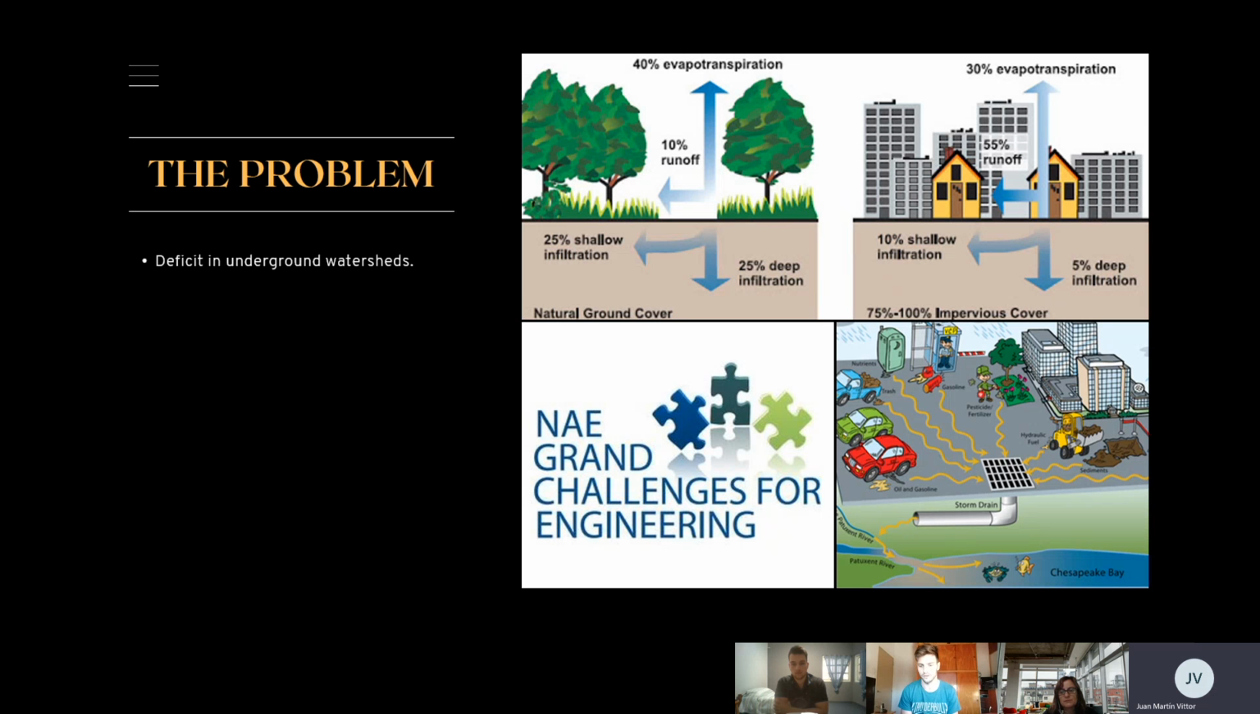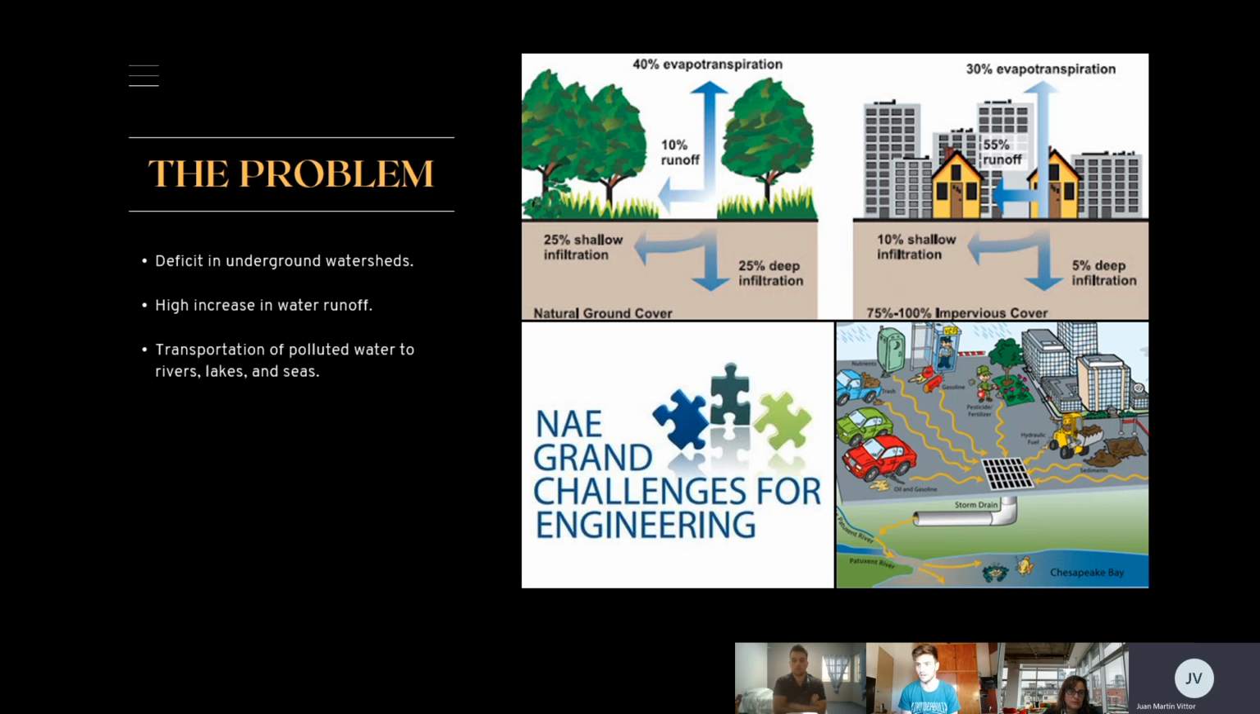The high growth of waterproof areas makes the water increase its runoff velocity, generating erosion issues, and besides, many pollutants can be transported by runoff to rivers, lakes, and seas, and this can affect the ecosystem.